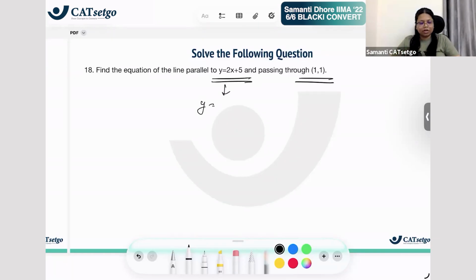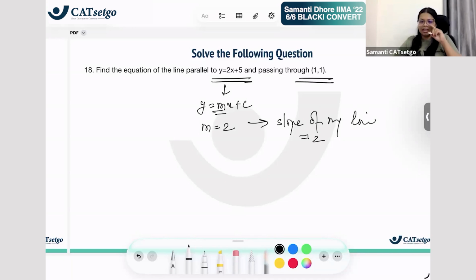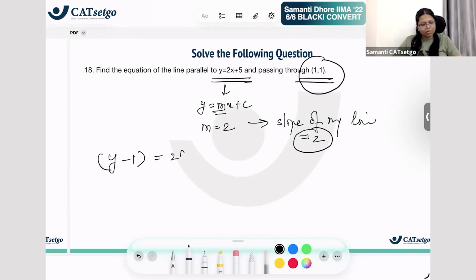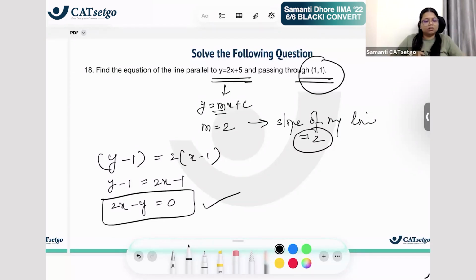Yes. Here you realize this is y is equal to mx plus c. That helps me understand that m is equal to 2. So this tells me that the slope of the line that I need is also 2, because it is parallel, right? So now you can use slope point form. Y minus y1 is equal to m into x minus x1. So this is the equation. You can simplify it the way you want. So it's 2x minus y is equal to 0. This is the equation of the line which is parallel.